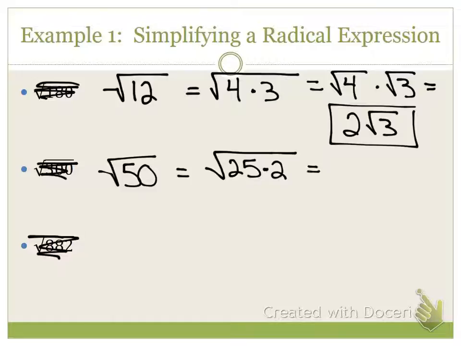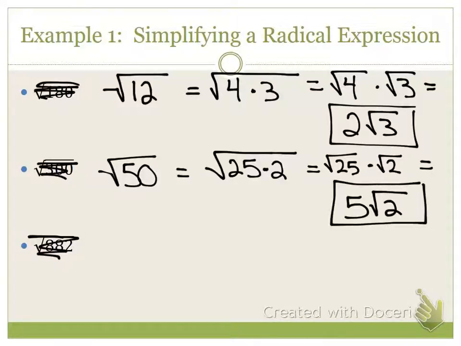And remember, guys, I can split this up. Square root of 25 times the square root of 2. Now I can take the square root of 25, and what do I get? 5 times the square root of 2. You think you can do this last one on your own? Yes. The square root of 63.